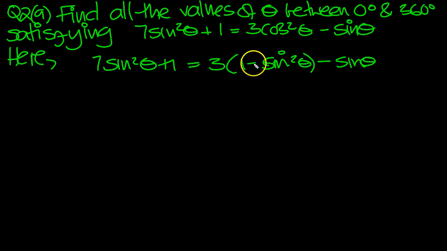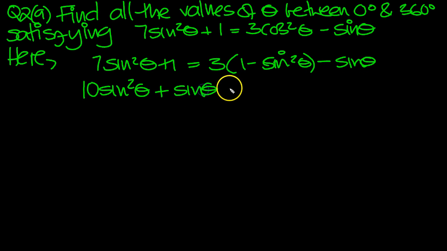So what have we got then? We've got minus 3 sine squared. Bring that over there to add to the 7 to make 10 sine squared theta. Then we've got our minus sine theta. Bring that over as well, plus sine theta. Numbers, we've got a 1 here, we've got a 3 here. Bring that over, it's minus 2. 1 minus 3 is minus 2. There's nothing left to move over.